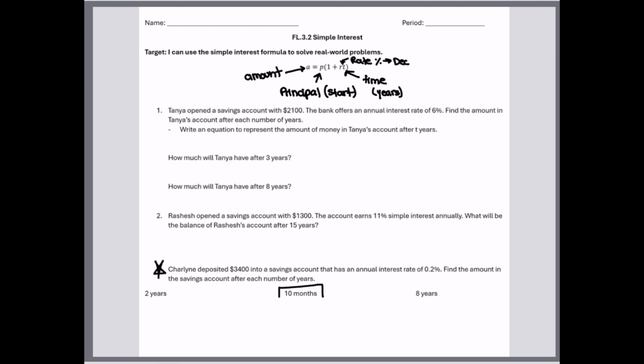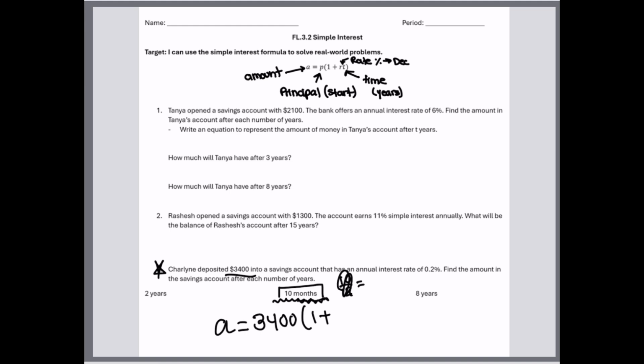So again, we follow our formula. A equals our principal. How much money did she start with? Well, Charlene started with $3,400. Parentheses 1 plus, always part of our equation. Now, remember our time is measured in years, but this is not years. 10 months doesn't tell us how many years that is. So, how many months are in a year? 12. So if I do 10 divided by 12, I get how much of that year it is.